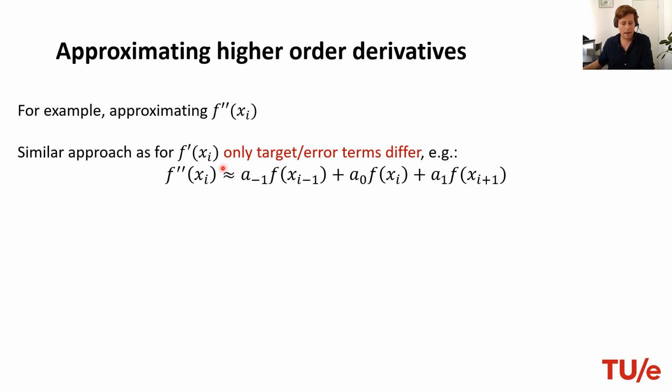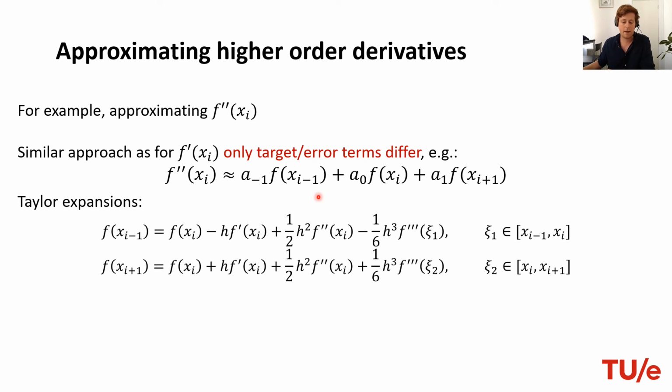So let's take a look at an approximation for the second order derivative using a central difference scheme. So here we have the second derivative at xi, and it's a central scheme. So we use xi minus 1, xi, and xi plus 1. And similarly to when we did the same thing for the first order derivative, we just start by writing out Taylor expansions for f at xi minus 1 and f at xi plus 1. So this is familiar from the previous slides.